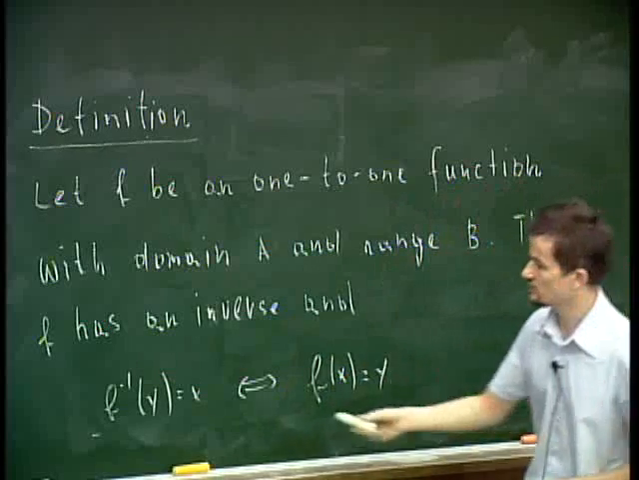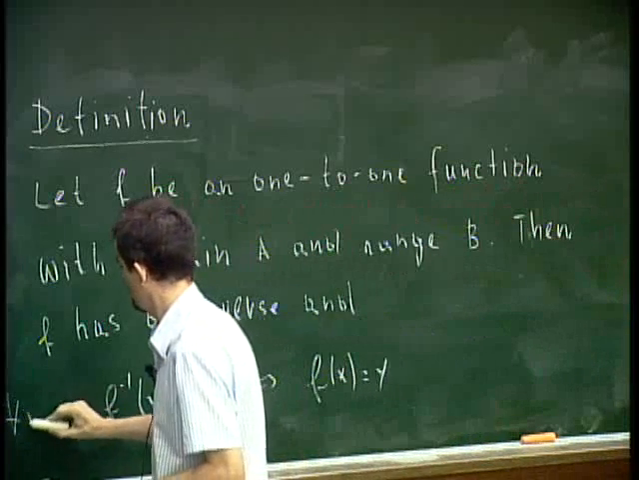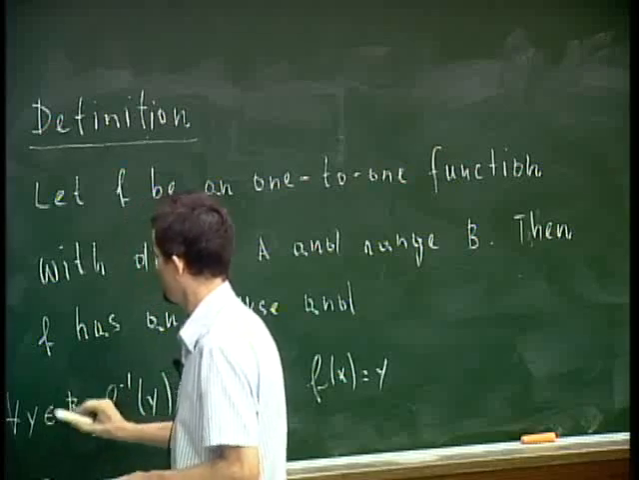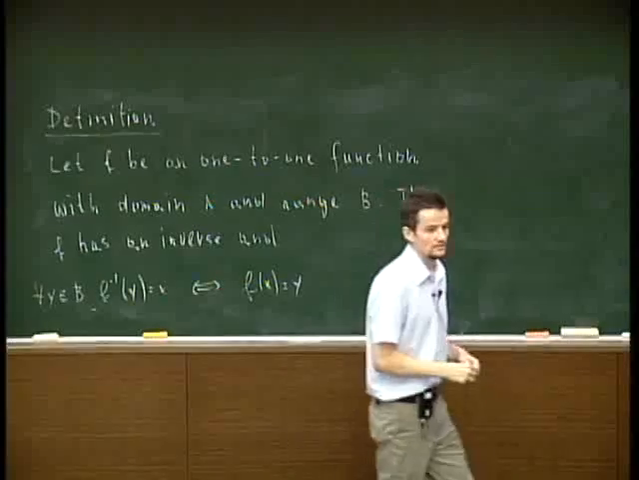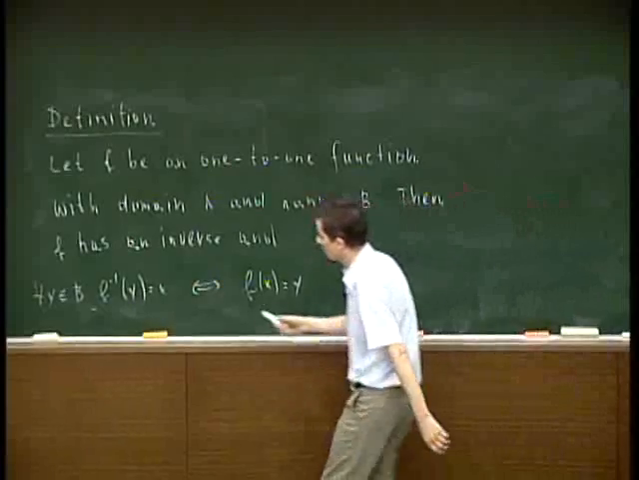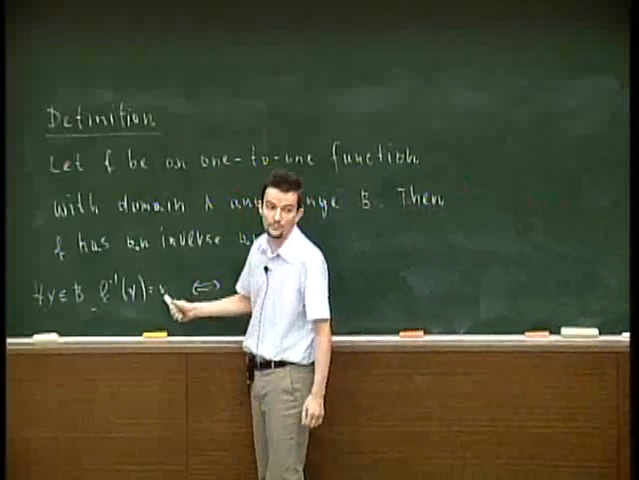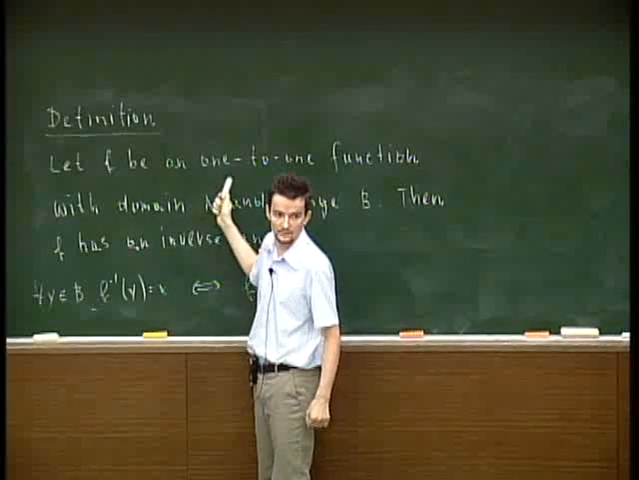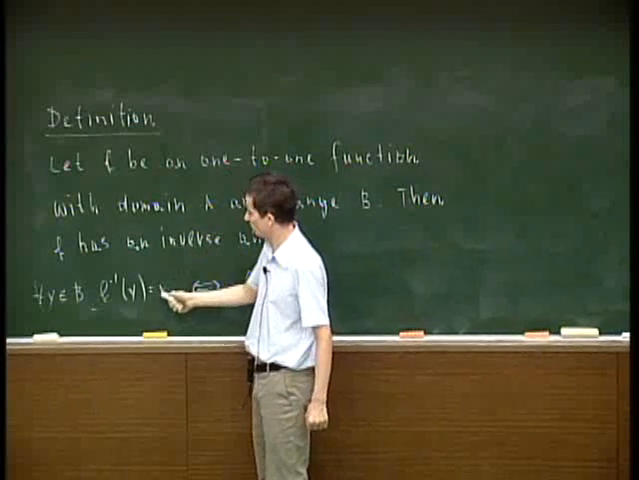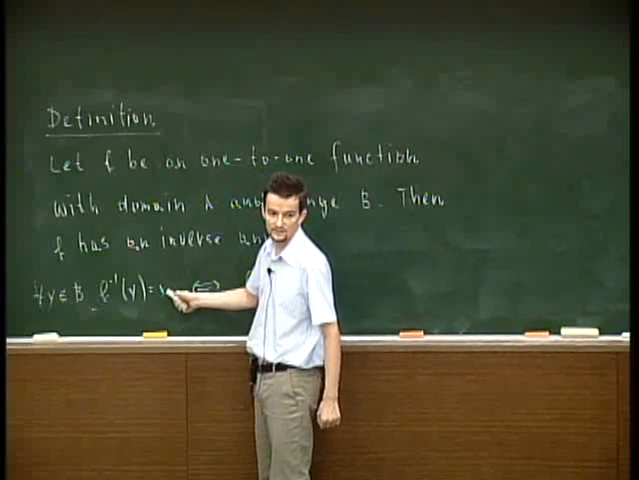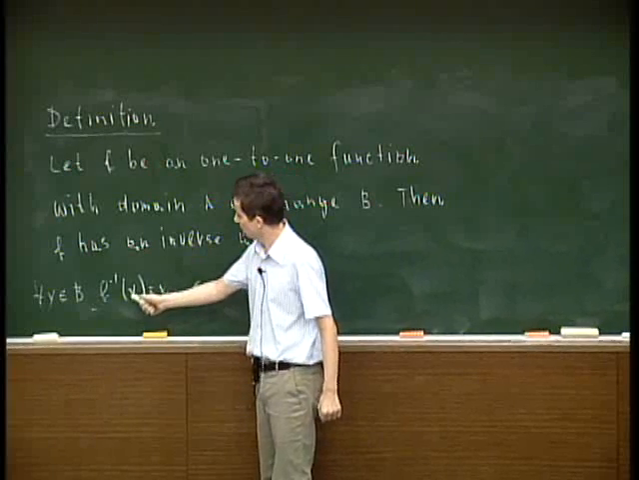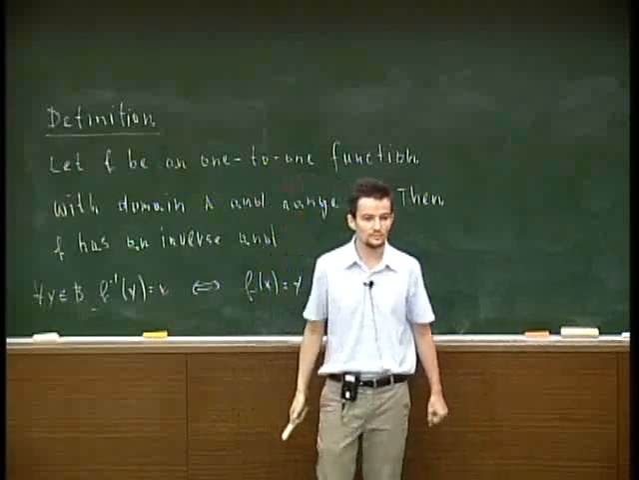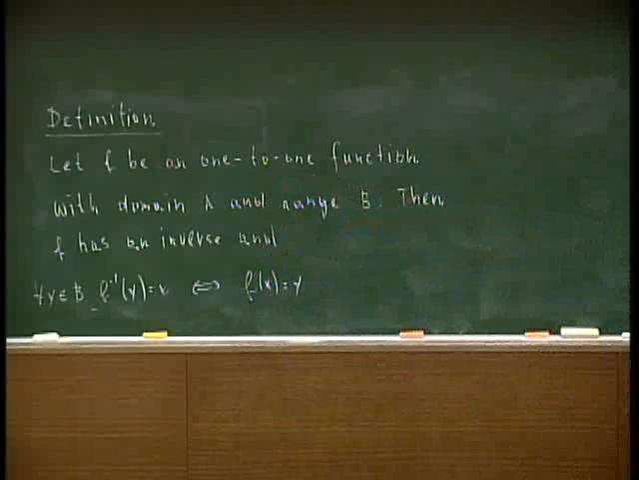And here you can choose any y in B. And the important thing here is that there is only one possible choice of x, and that is this property here, 1-to-1. If the function is not 1-to-1, you might have more choices here for x. But for a function, the function value of every number has to be unique. Now, you have learned this already in high school. This is just to remind you.